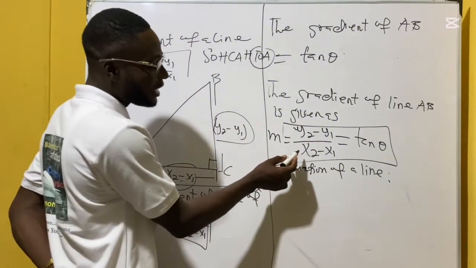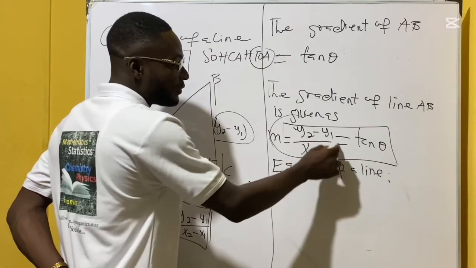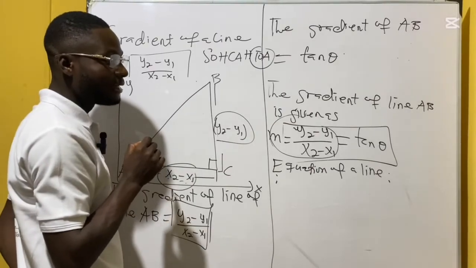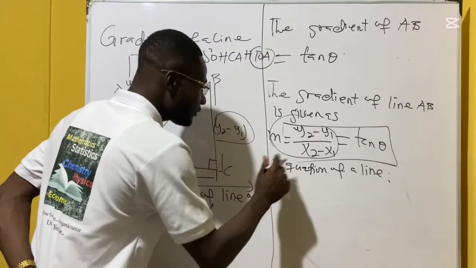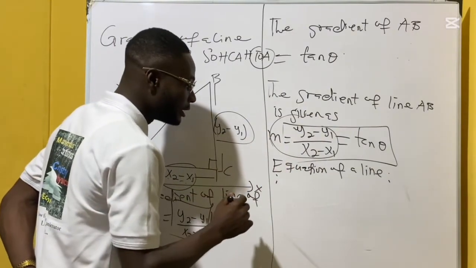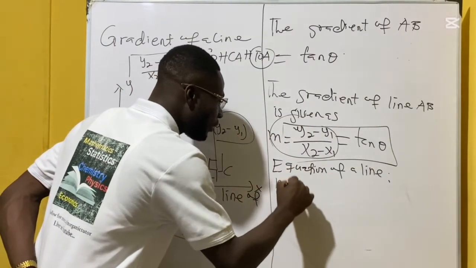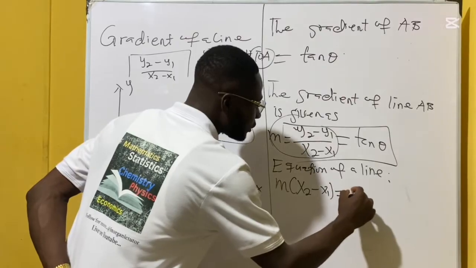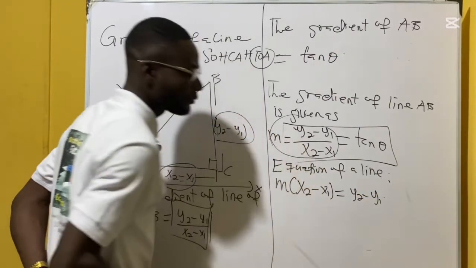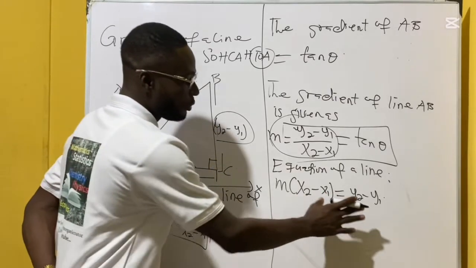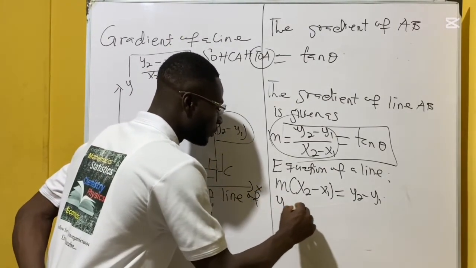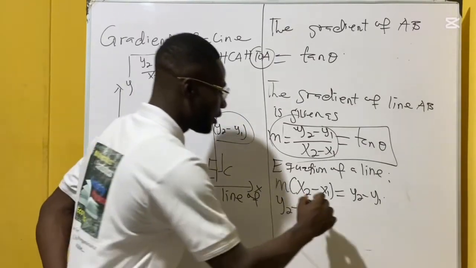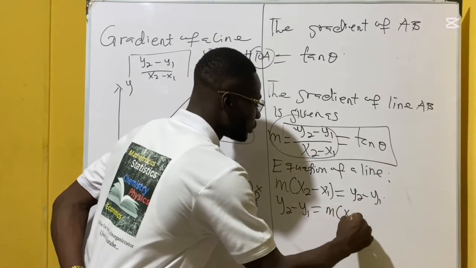So if you want to find the equation of this line AB, then we cross multiply here, so it's going to be M of x2 minus x1 equals y2 minus y1. So we position it well, and we have y2 minus y1 equals M into x2 minus x1.